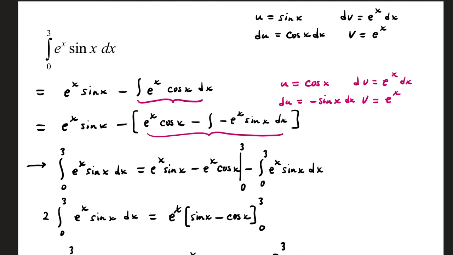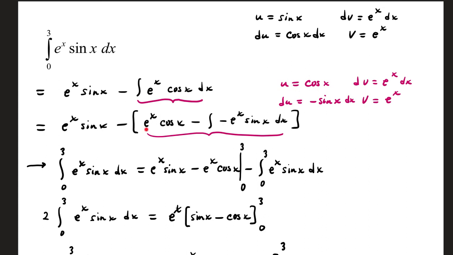Exponential e to the x dx, its antiderivative is e to the x. uv minus the integral of v du. I'm going to leave e to the x sine x just as it is. This integral is also exponential times trig. Let u be cosine of x. dv is e to the x dx. The derivative of cosine x is negative sine x dx. The antiderivative of e to the x dx is still e to the x.